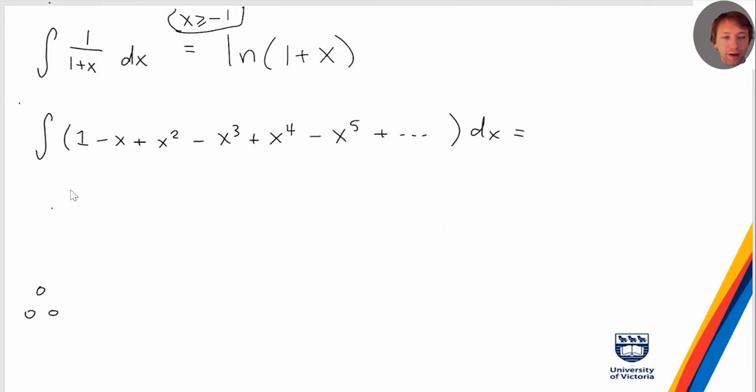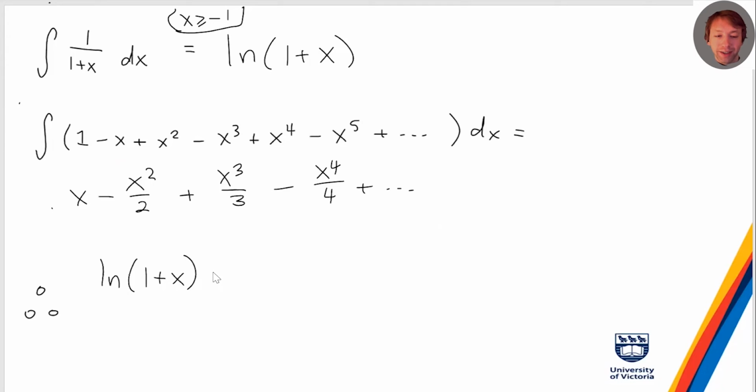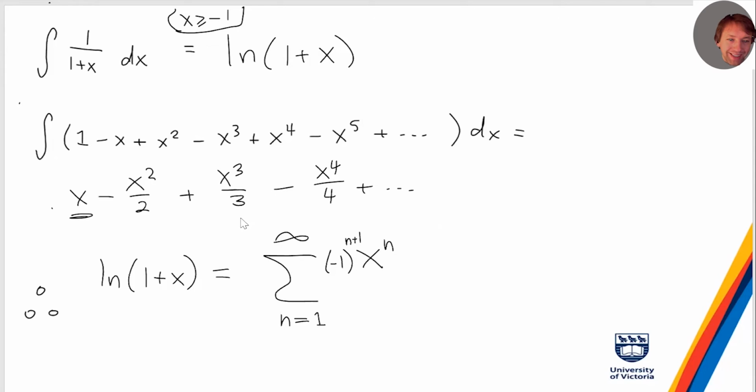Okay, so if I integrate this side, I get x minus x squared over 2 plus x cubed over 3 minus x to the 4 over 4, and so on. So what this tells me is that log of 1 plus x, and when I say log, I mean natural log, so ln, I don't know what people call it, is equal to the sum of n equals 1 up to infinity of x to the n. And then what's the coefficient? It's (-1) to the n plus 1. When the exponent is odd, I want it to be positive, and when the exponent is even, I want it to be negative. So I write it like this, and then you divide by n. And I hope that's correct.